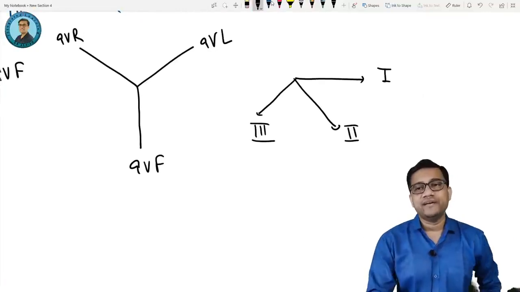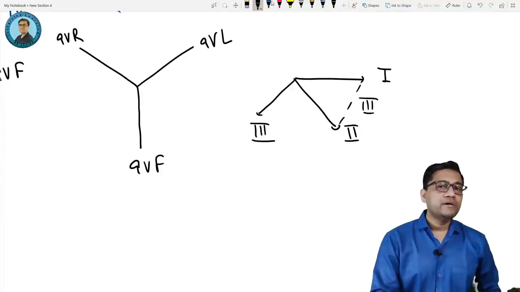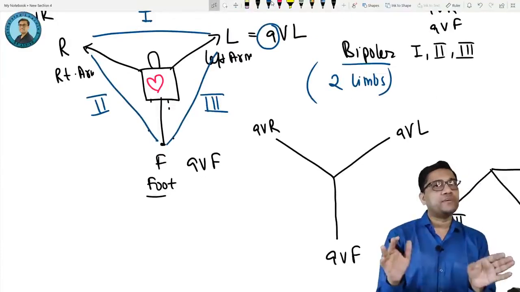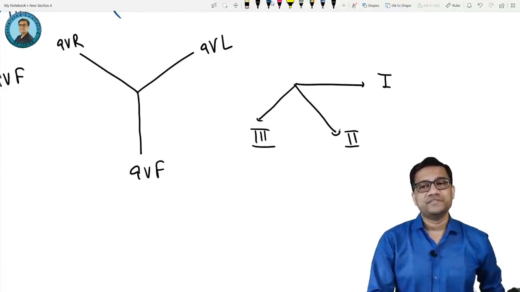So what have I done? This is 3 na? Ye 3 hai na? Isko utha ke yahan rakh diya. So we just put the 3 from here to here. So can you see? So this triangle opens up. This is the Einthoven's triangle, we open up. Okay. So no one will ask why you open. Are hamari marzi. Theek hai? Bas. To ye ban gaya hamara.